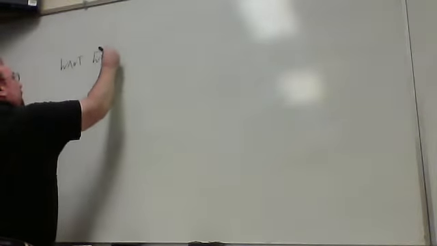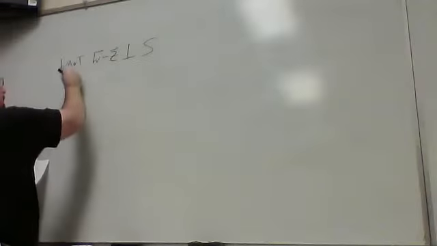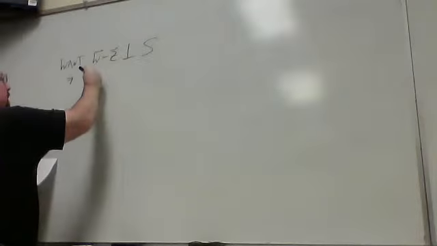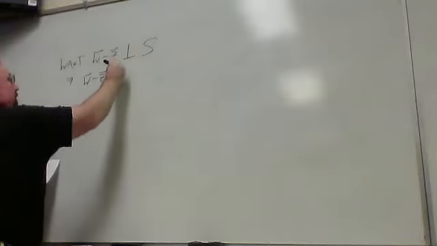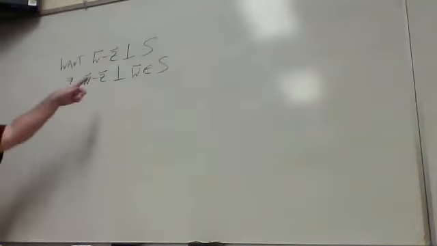Now, I want W minus Z to be orthogonal to all of S. That would certainly mean that W minus Z is orthogonal to W itself, because W is a vector in S. So this is actually a much weaker condition than this. But this is what I'm going to use to figure out some properties that this matrix P is going to have.